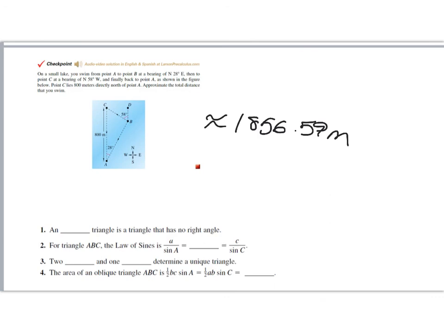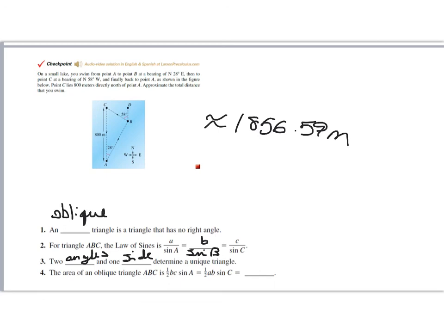All right. Let's go ahead and fill it in. An oblique triangle is a triangle that has no right angles. Here we want B over the sine of B. And then here we want two angles and one side to determine a unique triangle.